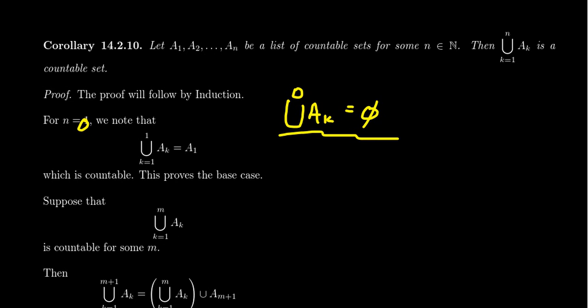So really, the base case should be n equals zero, but if you're uncomfortable with that, because of an empty union, oh no, then take n equals one, and you can do your base case there. Not a big deal. An empty union would be the empty set, because the empty set acts like the identity for unions. Okay, so we get our base case.